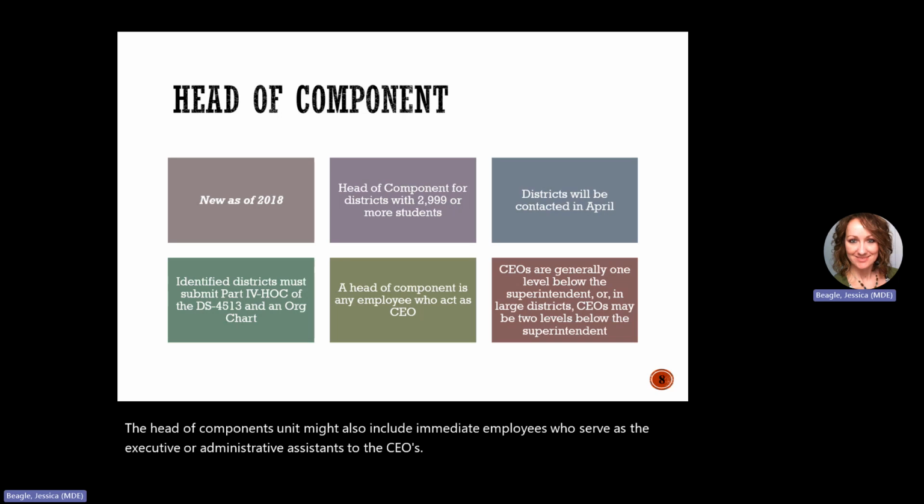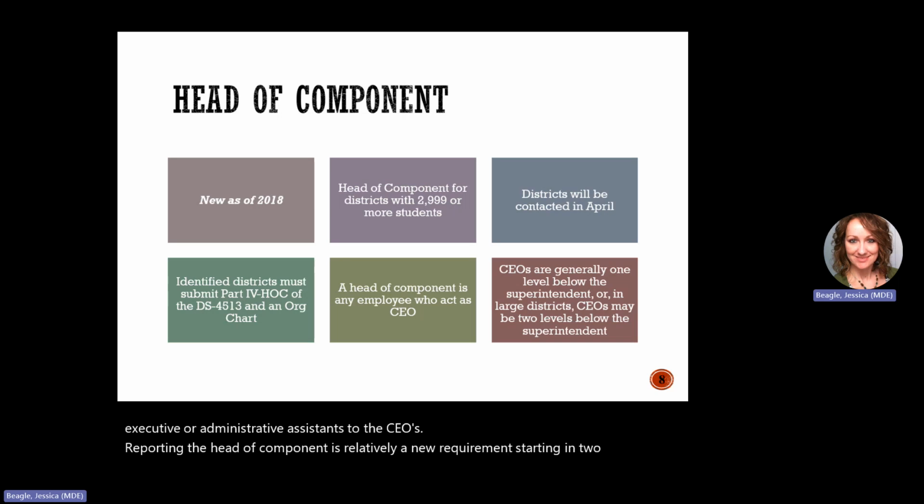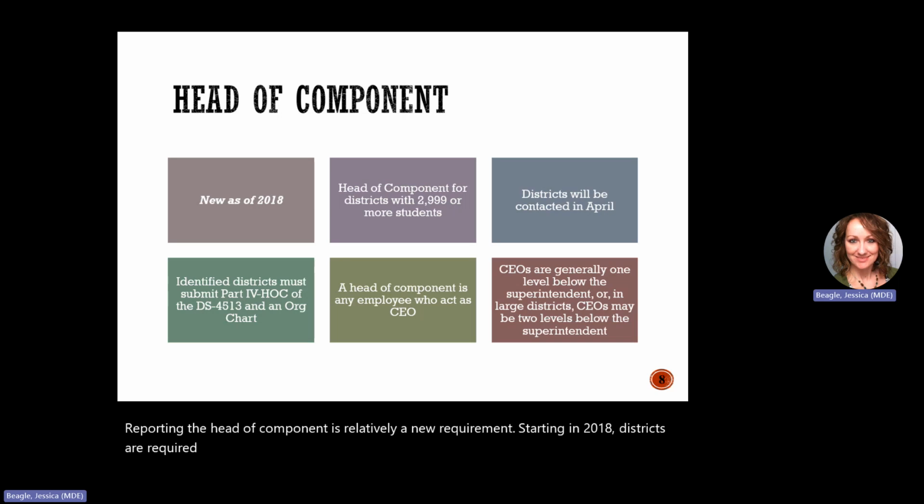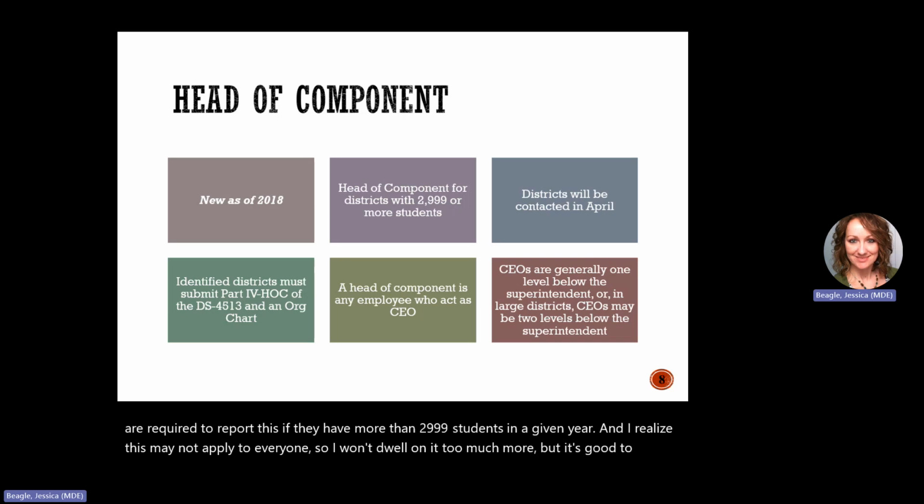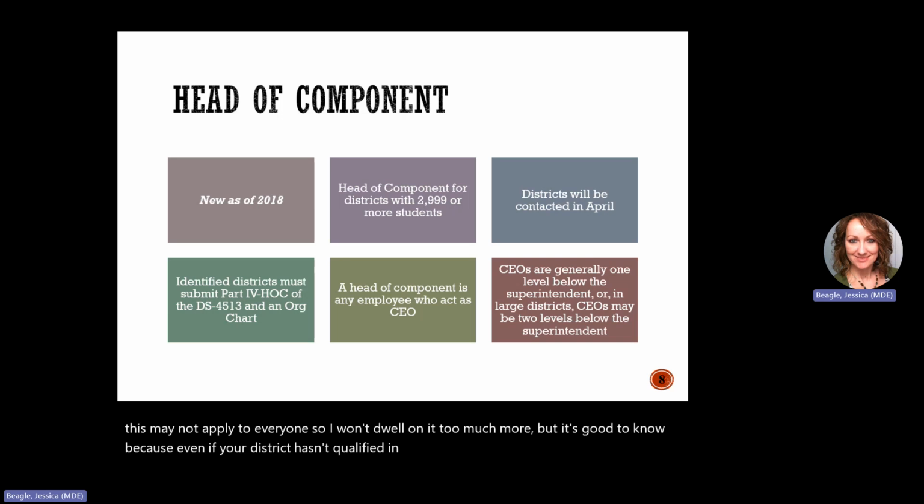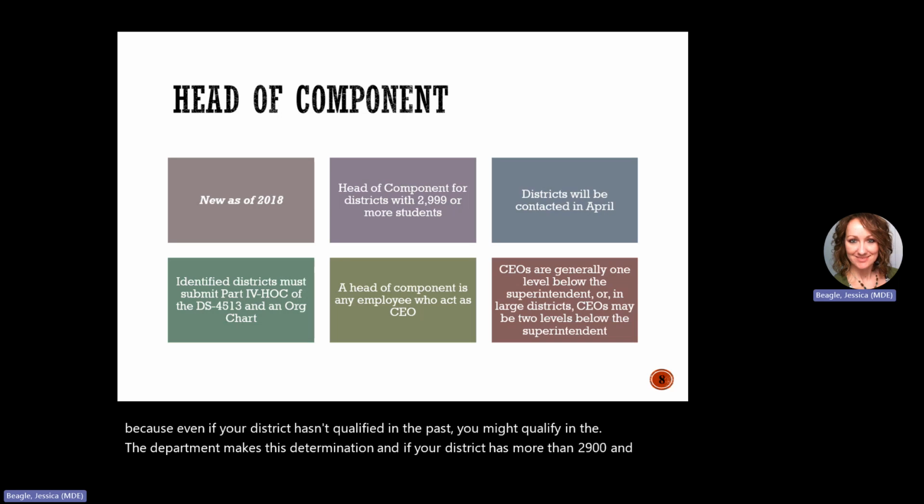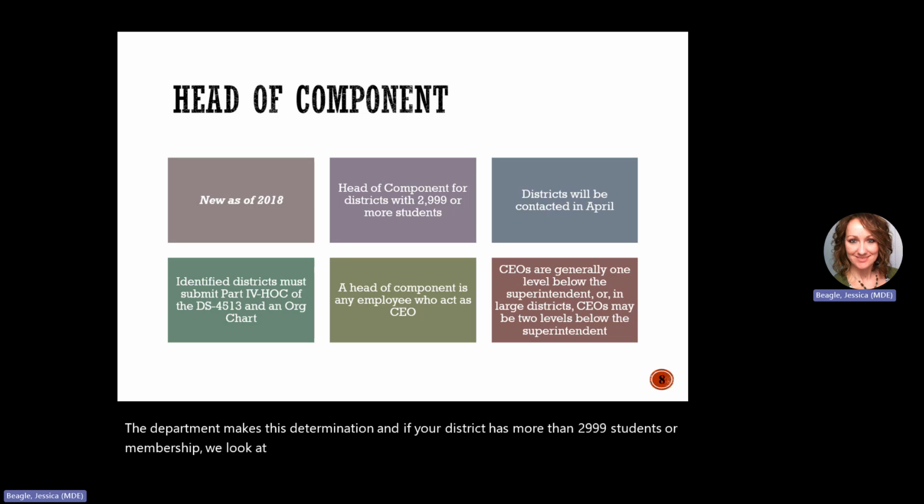Reporting the head of component is relatively a new requirement starting in 2018. Districts are required to report this if they have more than 2,999 students in a given year. And I realize this may not apply to everyone, so I won't dwell on it too much more, but it's good to know because even if your district hasn't qualified in the past, you might qualify in the future. The department makes this determination, and if your district has more than 2,999 students or membership, we look at your status report, you'll be contacted starting in April.